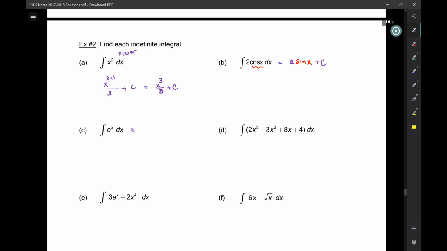So, the integral of e to the x is e to the x plus c.